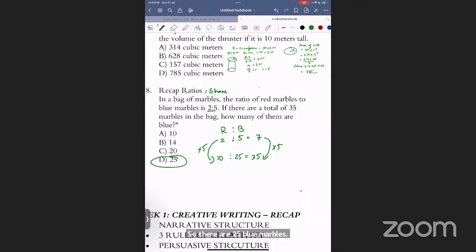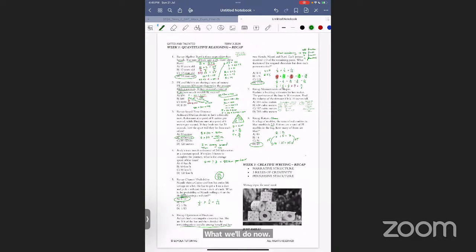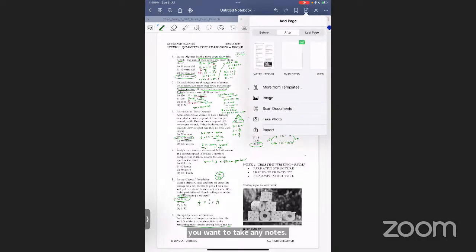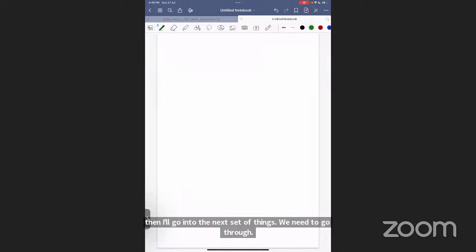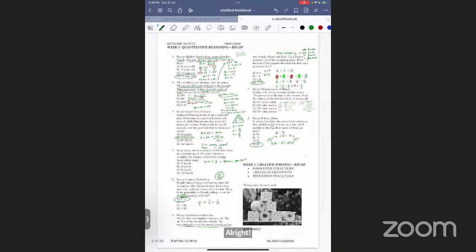All right. So what we'll do now is I'll zoom out if you guys want to take a screenshot or any notes, and then I'll go on to the next set of things we need to go through. I'll give you guys another 2 minutes.